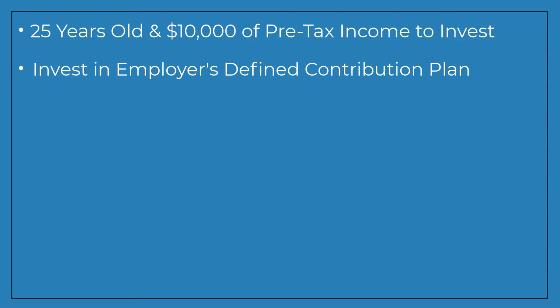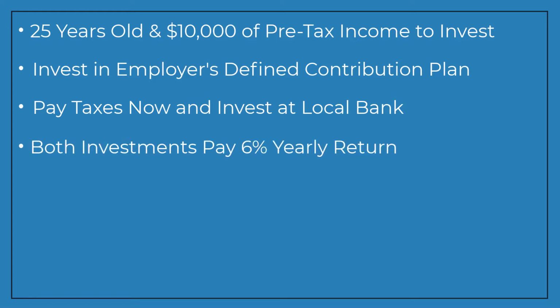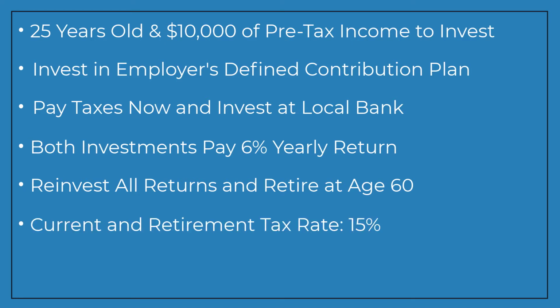And your options are to invest in your employer's defined contribution plan or pay taxes now and invest the money at your local bank. We're also going to assume that either investment will pay you a 6% yearly return, and you will reinvest all returns until retirement at age 60, and your current and retirement tax rate is 15%.